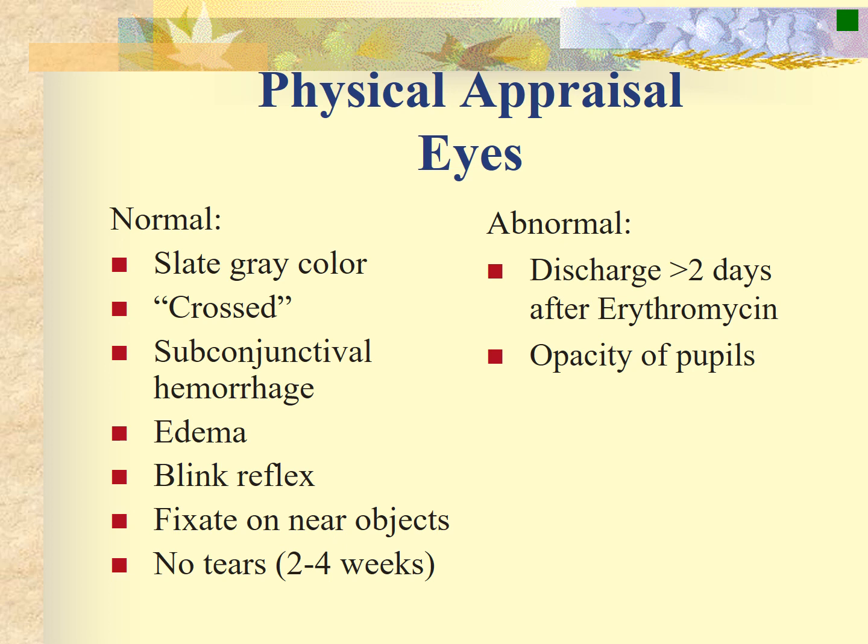I've never seen tears. I'm trying to imagine a time when I saw water coming out of eyes. I can't. Okay, abnormal: discharge greater than 2 days after erythromycin. Erythromycin's given, as you know, to prevent eye infections. So if they develop a discharge a couple days later, that needs to be evaluated. And opacity of the pupils, of course, could be a potential cataract in a newborn.